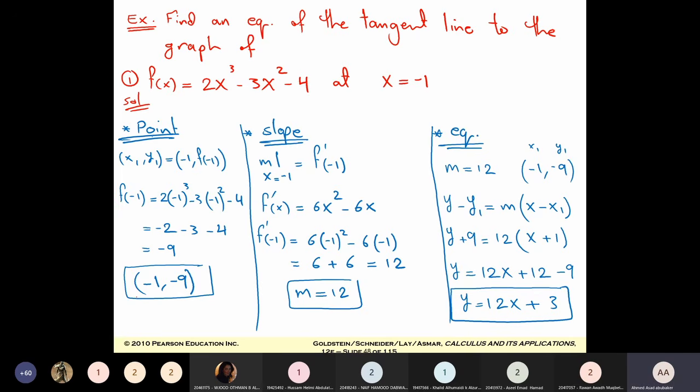So we must find the point, because we have only x equals -1. So we need to find x and y. So substitute x in f of x. After that, find the slope. Find the slope by the derivative, because this is a tangent line on the curve. The tangent line slope equals the curve slope at the same value of x. Okay.